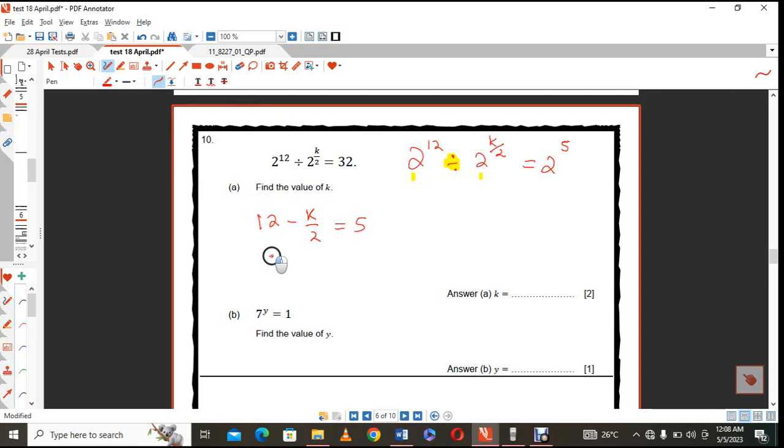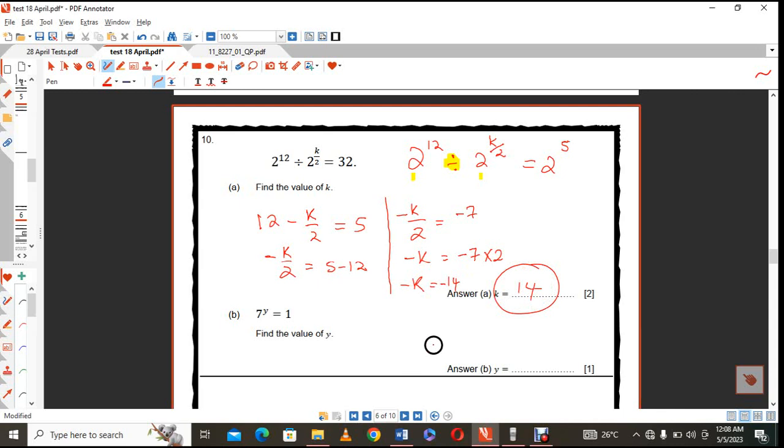So this is negative k over 2 equals 5 minus 12. It's totally up to you what you want to do. 5 minus 12 gives you negative 7. So I have negative k over 2 equals negative 7. Cross multiply, negative k equals negative 7 times 2, so negative k equals negative 14. Negative and negative cancel, so k equals 14. Whatever you do, that's what you should arrive at.